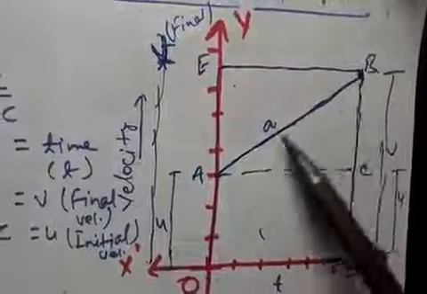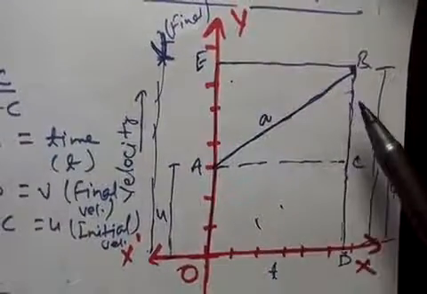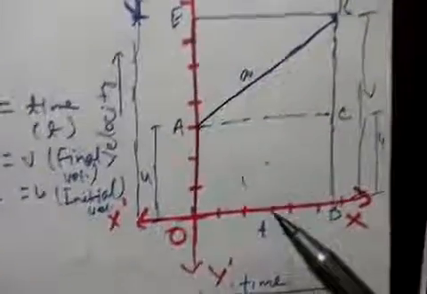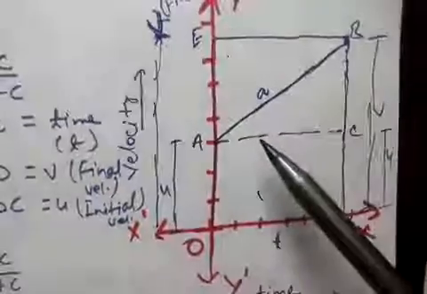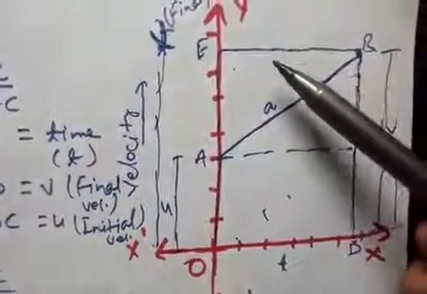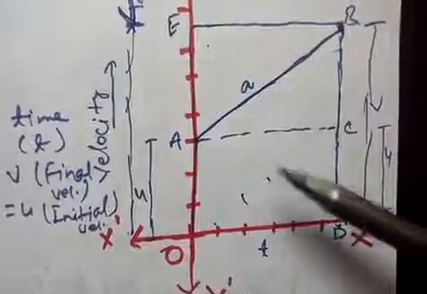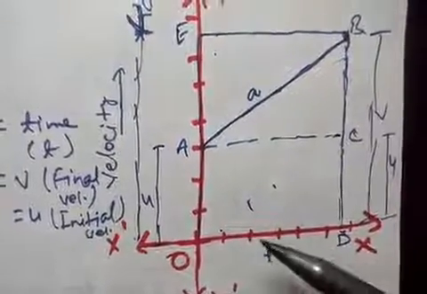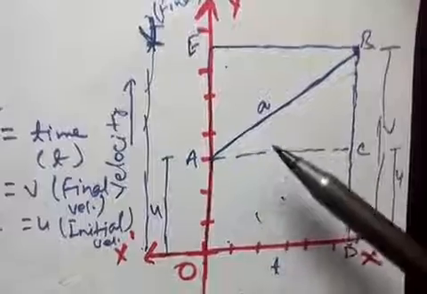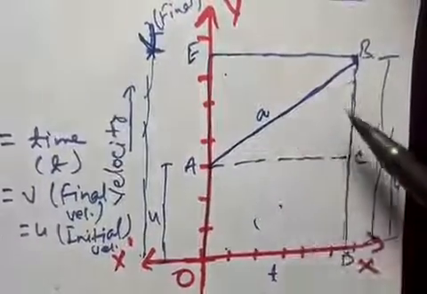So now the acceleration from this graph will be the slope of AB, that is a must be equal to BC by AC. From the graph we have to conclude some information: OA is representing the initial velocity, OE is representing the final velocity of the object, and OD is representing the time taken by that object in traveling that distance, accelerating to a new velocity, that is called v, the final velocity.